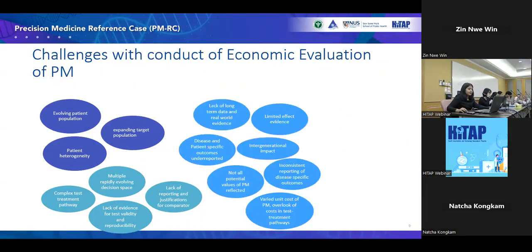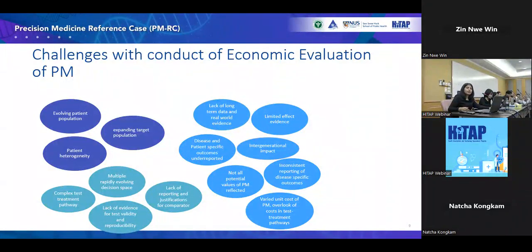For outcomes in literature of cost effectiveness studies, there were several limitations noted, including lack of long-term data and real-world evidence, disease and patient-specific outcomes that were underreported, limited effect evidence because of randomized control trials that were not extended beyond certain time. Not all potential values of the precision medicines were reflected. And there has also been inconsistency in reporting disease-specific outcomes.